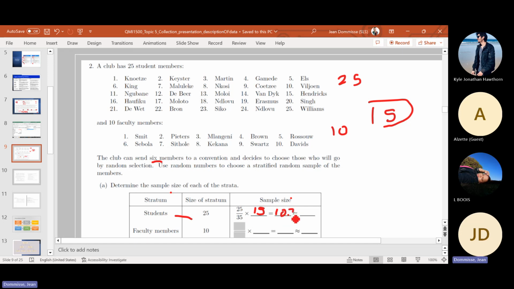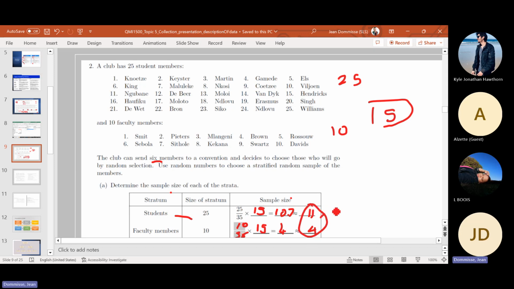So I'm going to round it off to 11. And then faculty members, there's 25 out of 10 divided by 35. That I will also multiply by 15. And here I will get something like 4 point something, which I will then round off to 4.